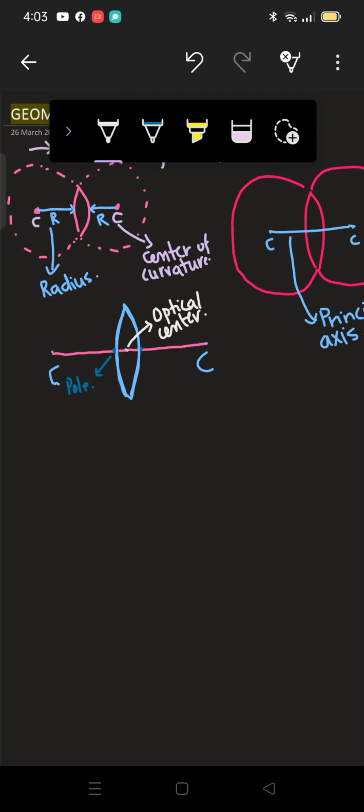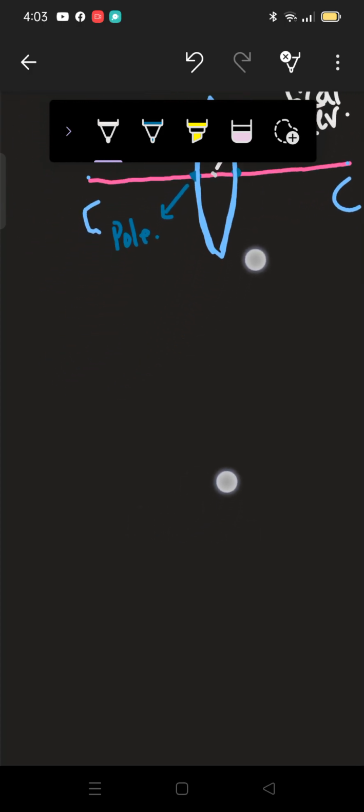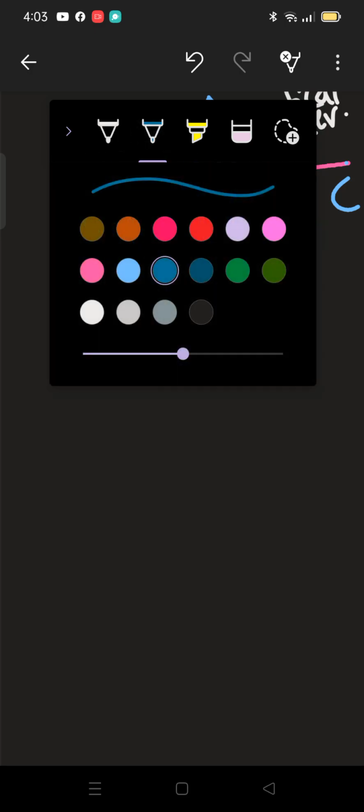Okay, so now we have the last terminology, which is focal point or principal focus. We'll be discussing that as well. Let me make the lens first.